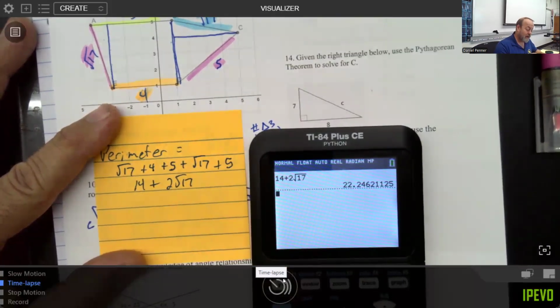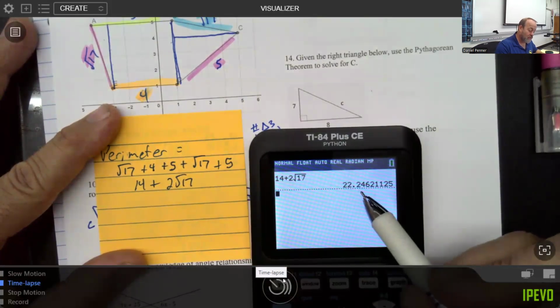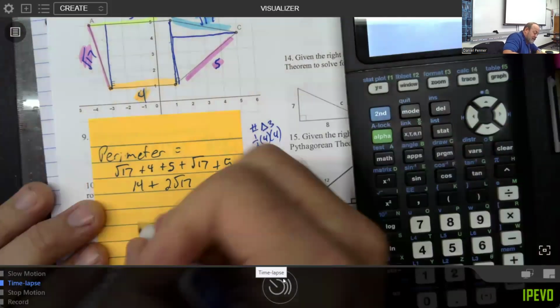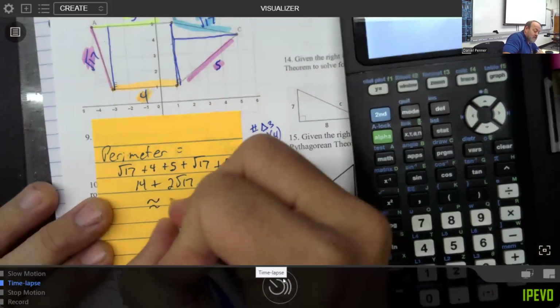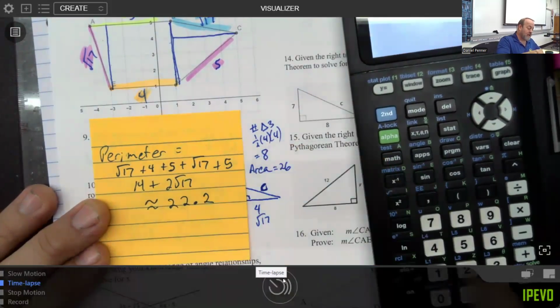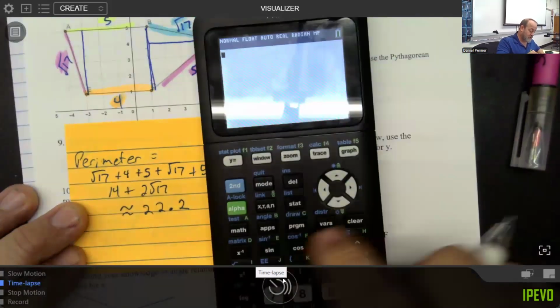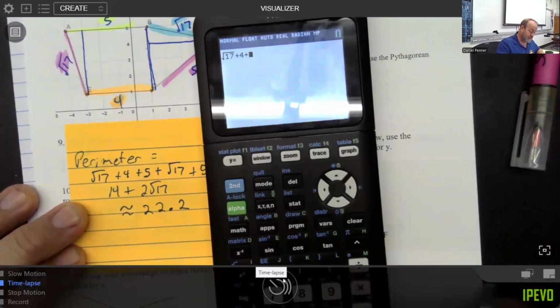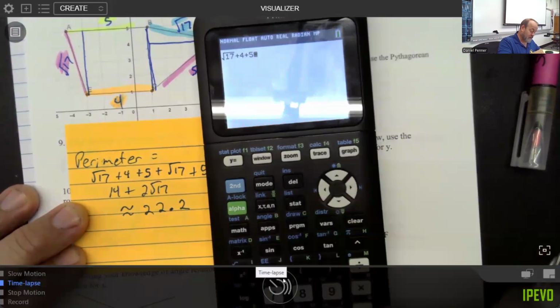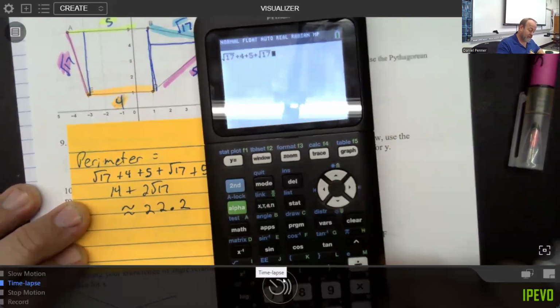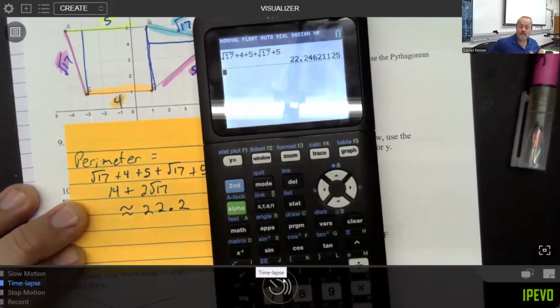22.246. But rounded to the nearest 10th, 4 would round down, so I would call that perimeter approximately 22.2. And again, if you have doubts, it's fine. We could say the square root of 17 plus 4 plus 5 plus square root of 17 again, and then plus an additional 5. And we should get exactly the same answer, which we did.